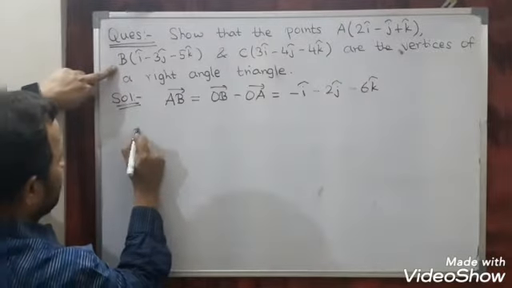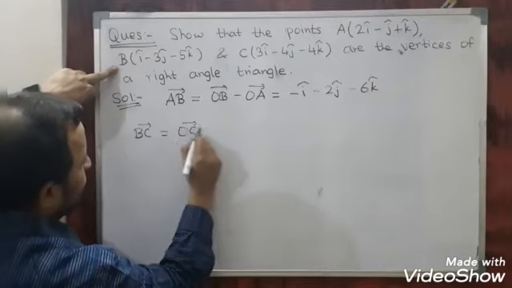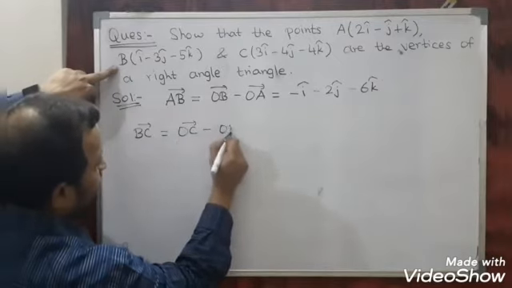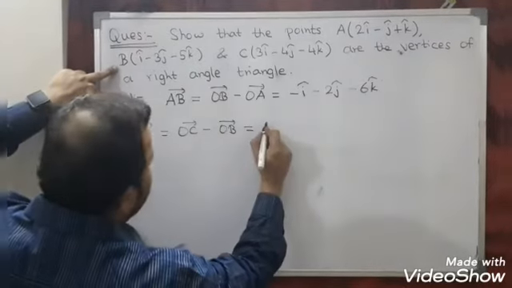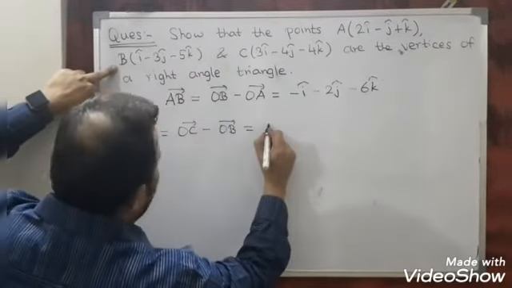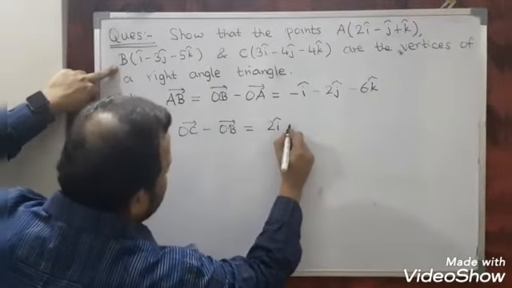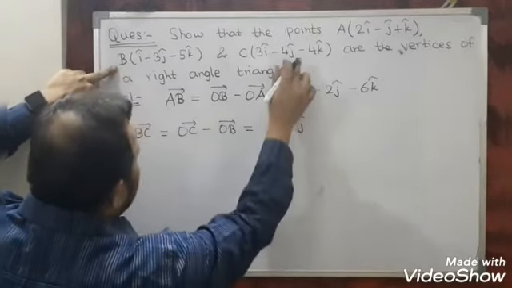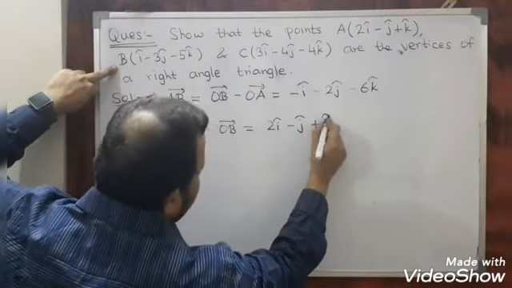Next, calculate the BC vector. BC vector is nothing but position vector of C minus position vector of B. So calculate C minus B. 3 minus 1 is 2i, minus 4 plus 3, so minus j will come, minus 4 plus 5, it is plus k cap will come.